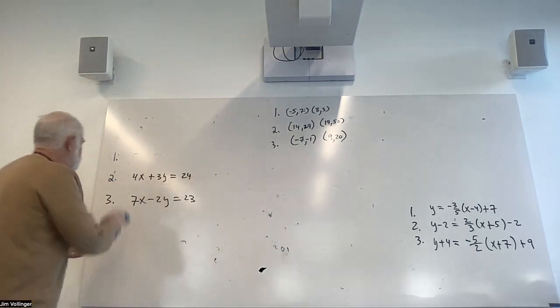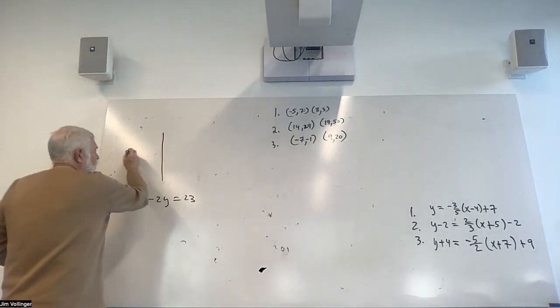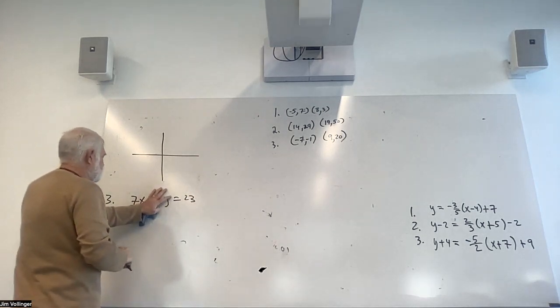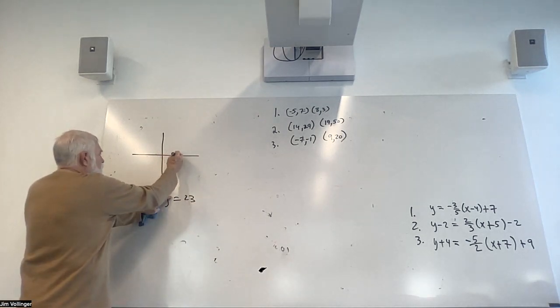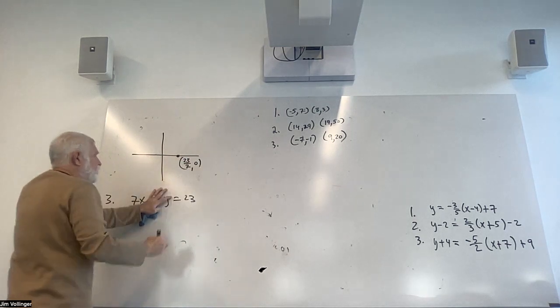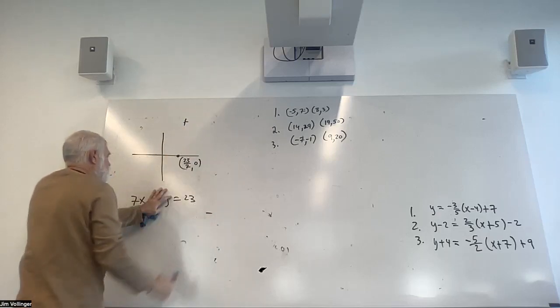7x minus 2y equals 23. Do that one right here. All right, so you're pausing the video, you're trying to get it. I'm going to look at the x and y intercepts. The x-intercept is 23/7, which is near 4. So 23 over 7 gets me no altitude, right? Altitudes are positive and negative. Positive above the x-axis, negative below.